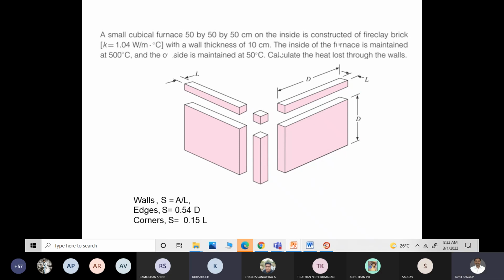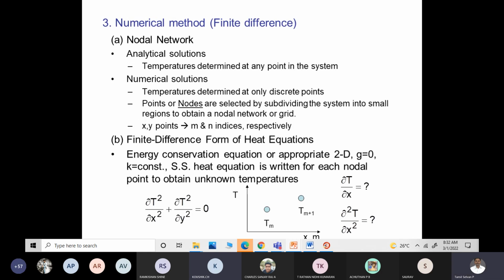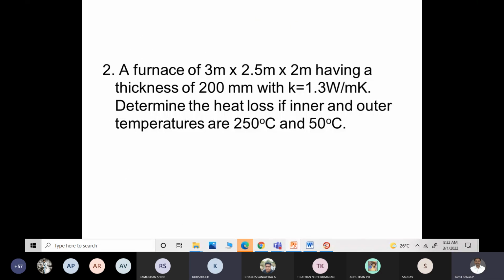Is it fine? So you have to consider all edges, corners, everything. Okay, students? I got it. Like the wall is split into three parts, sir: corners, edges, and walls. Yes. Okay, so you will be solving this, right?